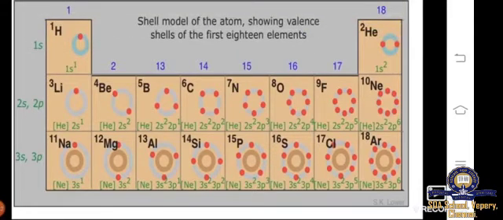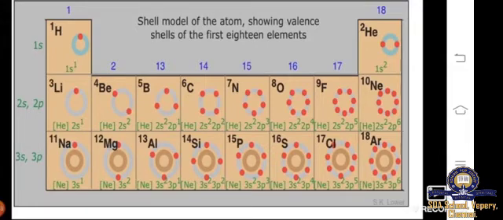In the previous slide we saw the first 20 elements. So here they have given how these elements are present in the periodic table. The first element is hydrogen, and the last element here is argon. So how have these elements been placed in the periodic table? Here they have given a structure of each individual atom, showing how the electrons are present in the particular atoms. So hydrogen is atomic number 1, helium 2.